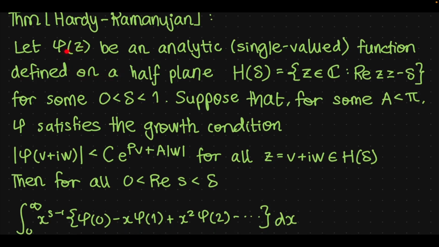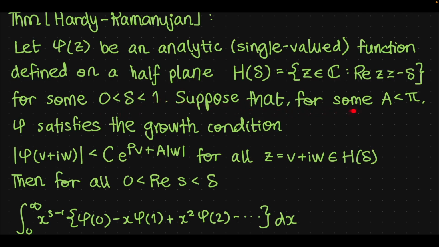Let phi of z be an analytic single-valued function. That means there's no branch cuts and all sorts of things like that. Defined on a half plane. So it's analytic on a half plane H of delta, which is the set of all complex numbers z belonging to C, such that the real part of z is greater than or equal to minus delta, for some delta that's greater than 0 and less than 1. So delta is just some parameter. It's not an analysis kind of, there exists some delta. Delta is just a parameter.